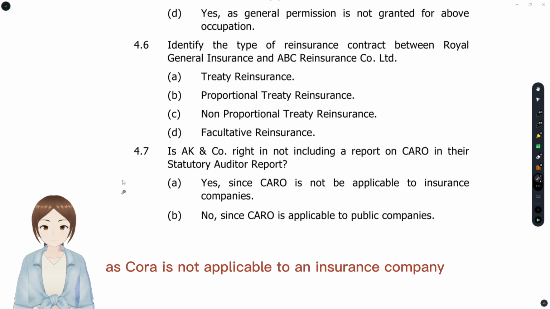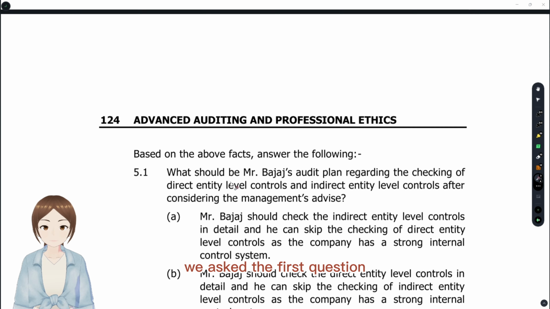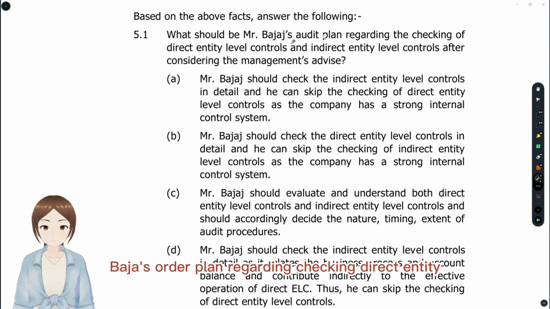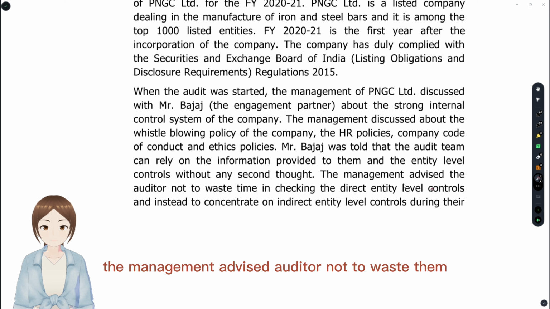Now we'll see the fifth MCQ and fifth case scenario. With regard to the first question, what should be Mr. Bajaj's audit plan regarding checking direct entity and indirect entity level controls? What's the management advice they have given? The management discussed the whistleblowing policy and HR policy; these are direct entity controls. Bajaj told the audit team to rely on the information provided by them on entity level controls without any second thought. The management advised the auditor not to waste time in checking direct entity level controls.